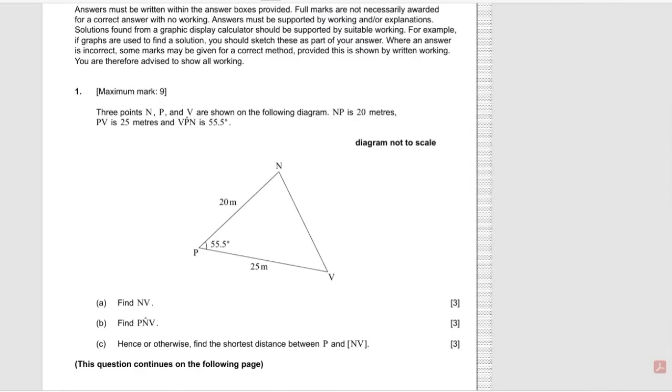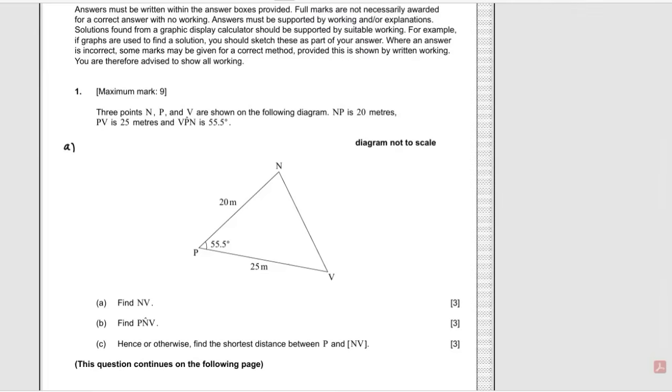Question 1, it's a 9-mark question. Three points N, P and V are shown on the following diagram. NP is 20 meters, PV is 25 meters, and angle VPN is 55.5 degrees. Part A, find NV. I should be solving on the answer space given on the next page, but since I need to look at the diagram, I'm going to solve my question over here. But please do note that you will not be solving on this page.